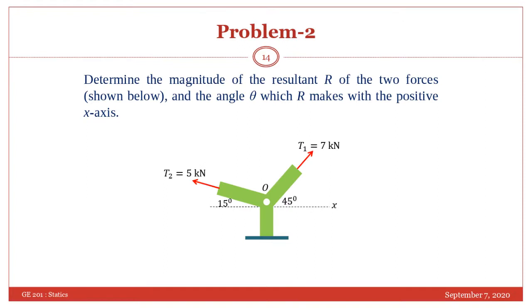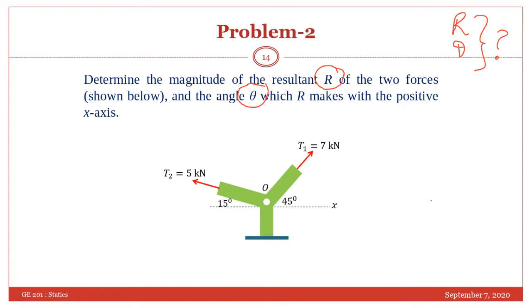Now this is the non-rectangular component example. Here determine the magnitude of the resultant R of the two forces shown below and the angle theta which R makes with the positive x axis. So in this question you have to find out two things. One is R, second is theta. As you see, these are two forces acting at a certain angle. So you can use the law of parallelogram to find out the total force.